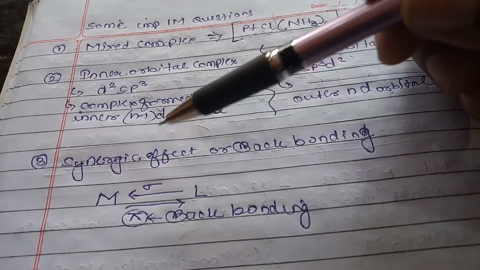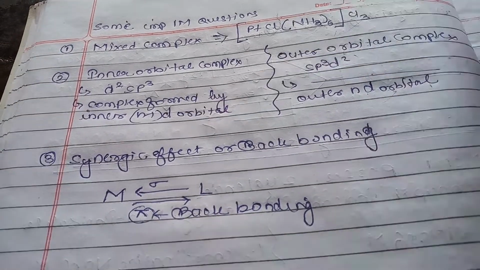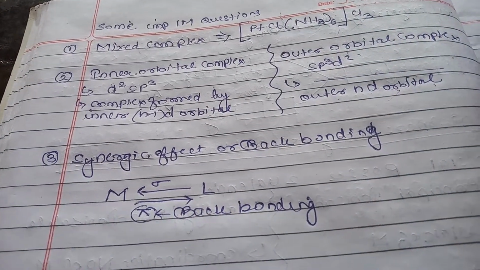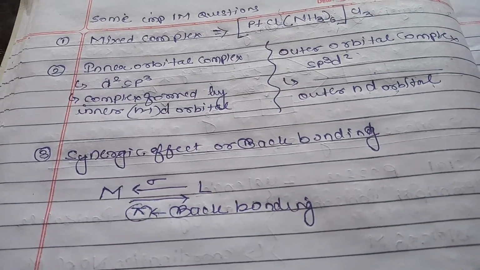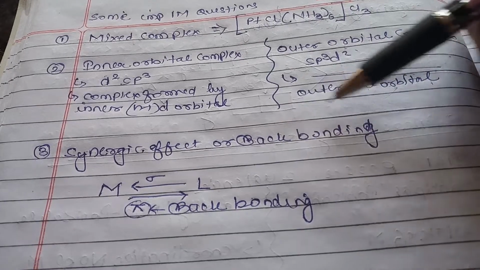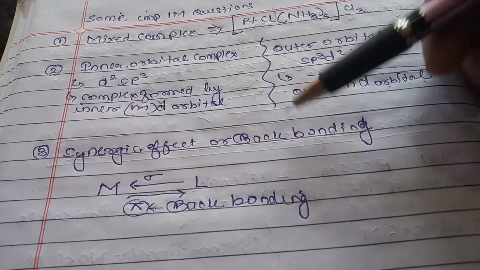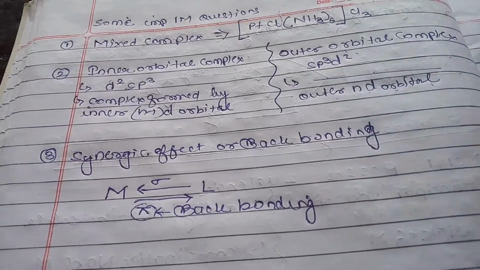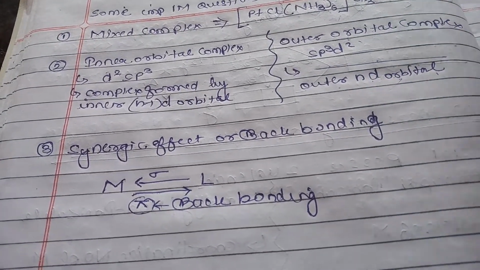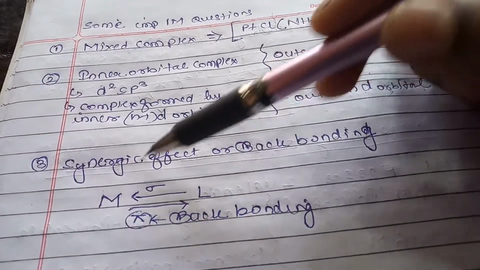Now we are going to deal with the second and third important terminology, that is synergic effect or back bonding. Again, synergic effect does not state anything about the complex, but back bonding explains a lot. Back bonding, that is, bonding again. Then what does back bonding actually refer to? We are going to see with the help of this particular structure.